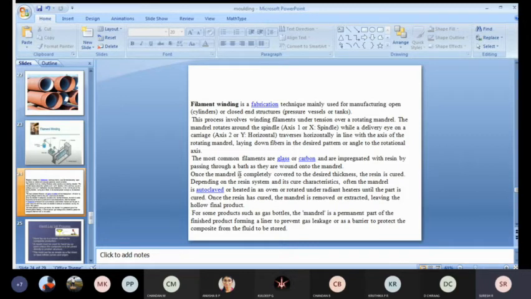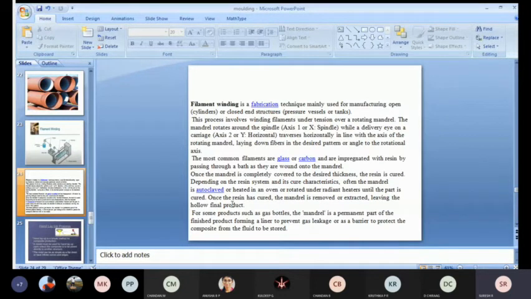Once the mandrel is completely covered to the desired thickness, the resin is cured. Depending upon the resin system and its characteristics, often the mandrel is autoclaved. It may be reheated, or heated in the oven, or rotated under radiant heaters until the part has been cured. So you can use whichever process to cure the part over there.